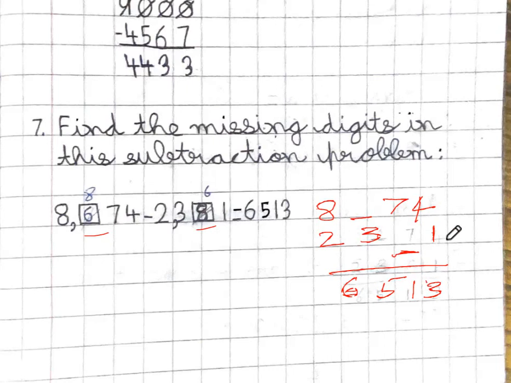4 minus 1 is 3, so nothing to be done in this digit. So we are moving on to this digit. 7 minus something should be 1, so it should be 6, the previous number. Here the answer should be 5. So if we subtract 3 from a digit, it should give an answer of 5, so the digit should be 8. Also 8 minus 2 will be 6.